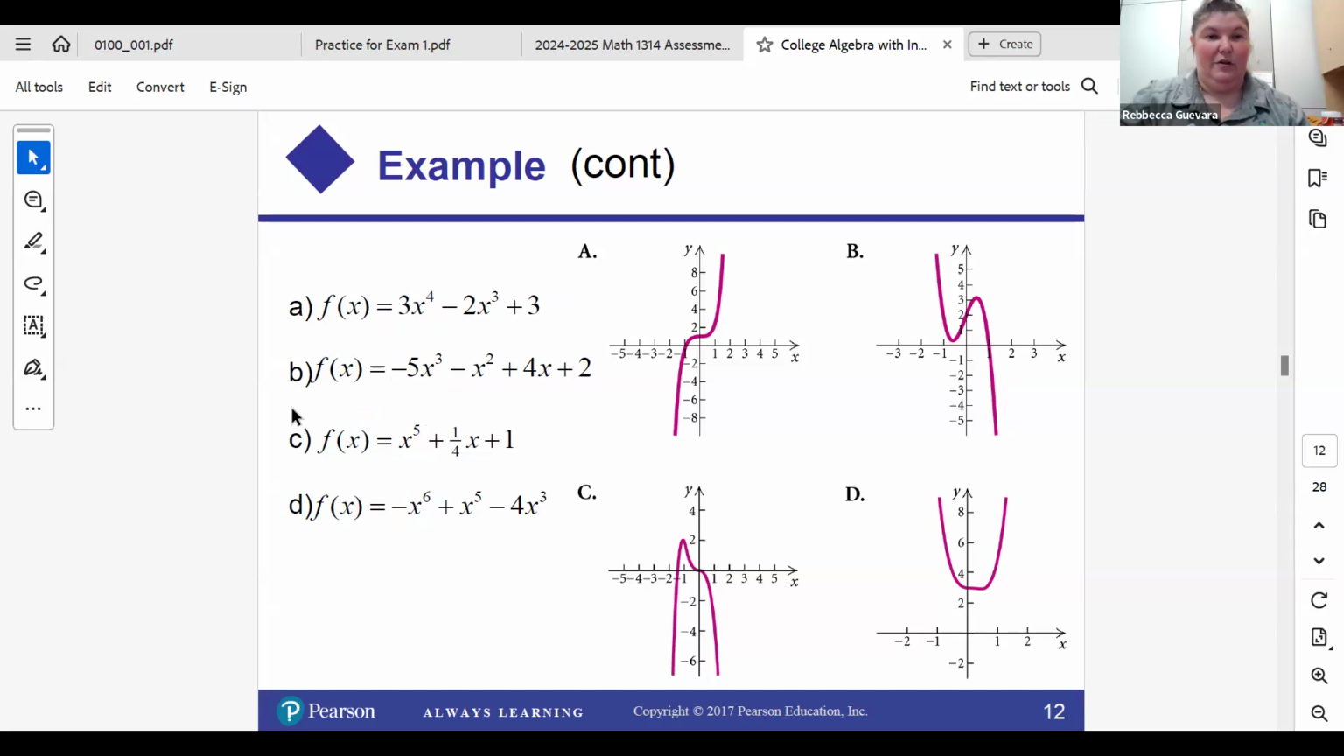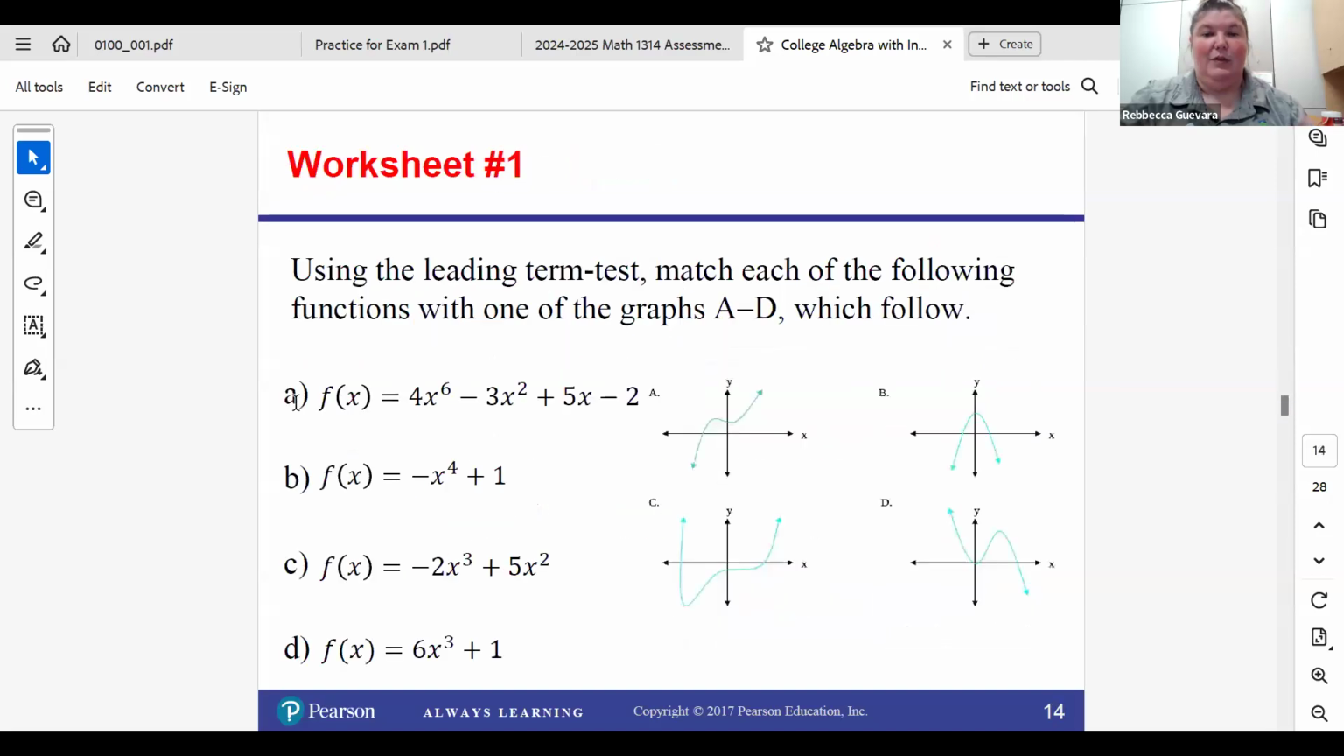Okay. So I've provided you with another set on that worksheet. Work on problem number 1. Like I said, just pause for a second and try to match these equations with the graphs.